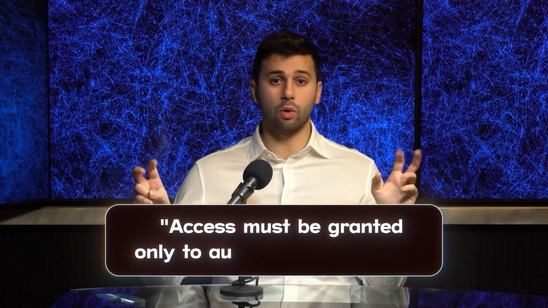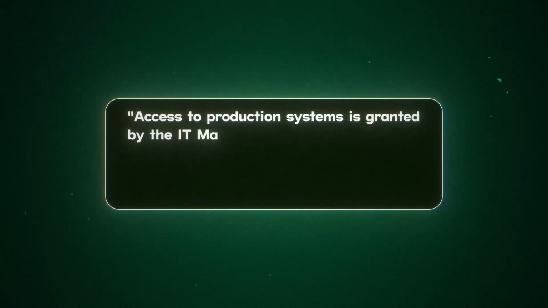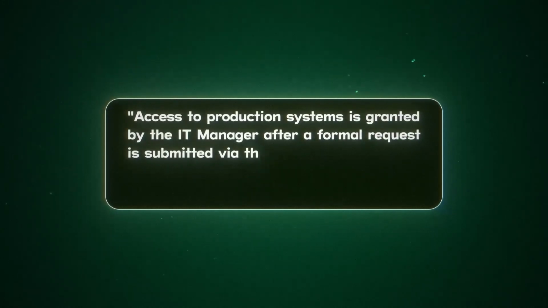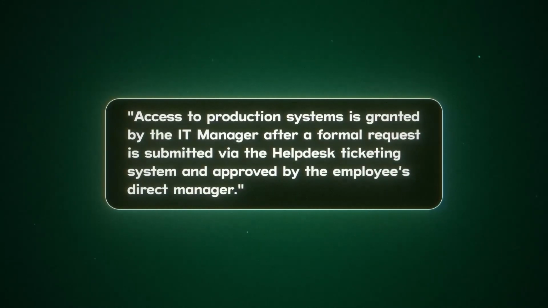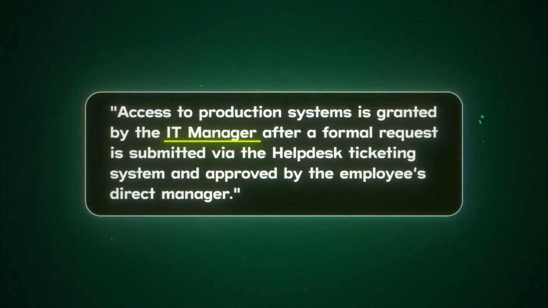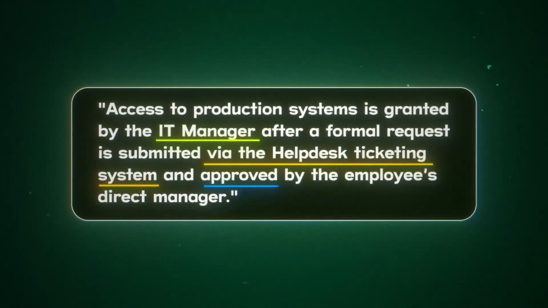So I'll give you an example. Instead of writing "access must be granted only to authorized personnel," write something specific and enforceable, like "access to production systems is granted by the IT manager after a formal request is submitted via the help desk ticketing system and approved by the employee's direct manager." See how much of a difference there is there? The second version makes it clear who is responsible, how access is granted, and what process to follow.